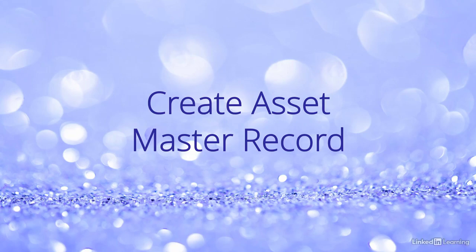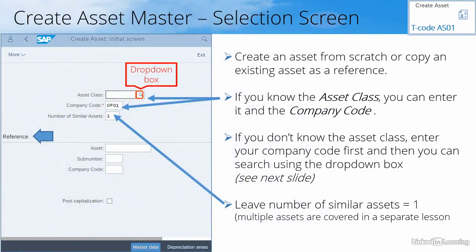In this lesson we'll talk about the fields in the Asset Master record, and in the next lesson we'll see a demonstration of creating an Asset Master record. You create the Asset Master before you post a value, either from scratch or by copying an existing asset as a reference. The Fiori app is called Create Asset, which is identical to the GUI transaction AS01. You can also create an asset from the purchase order, but we'll cover that in a later lesson.